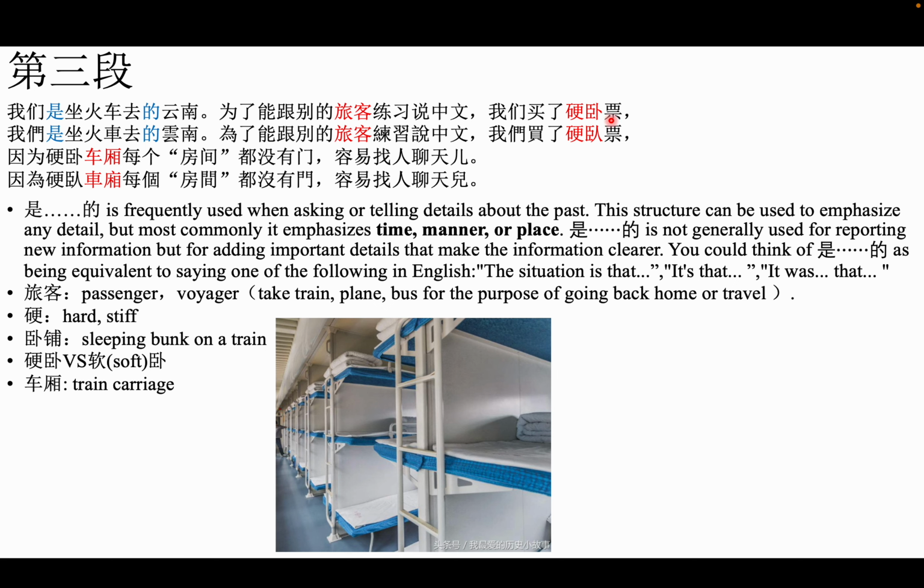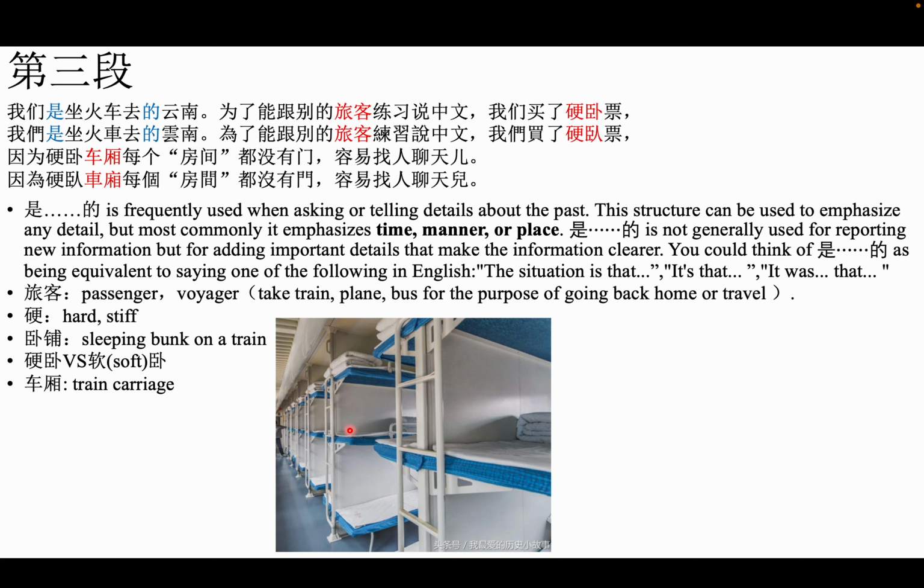硬卧票。好。每个硬卧车厢 means carriage. 硬卧车厢呢，每个房间都没有门。Here, this is the picture of 硬卧车厢. So all this, the picture you showed is one carriage, 一个车厢. And for all these 车厢, there's 1 room, 2 room, 3 room. And for each room, you can see there are 6 beds. On the left, up, middle, and down.